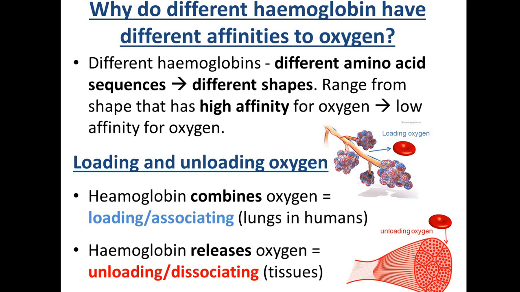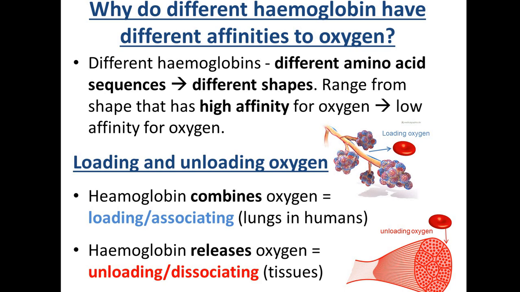And the reason that they have different types of haemoglobins, i.e. whether the curve shifts to the left or the right, is because different haemoglobins have different amino acid sequences, therefore they will fold into different shapes. So they can have a shape that has a high affinity for oxygen or a shape that has a low affinity for oxygen.